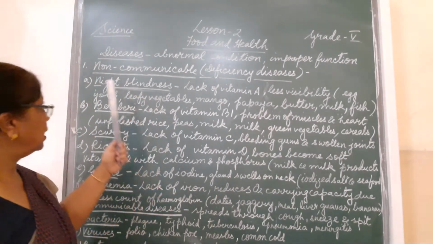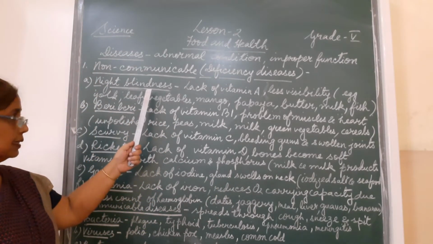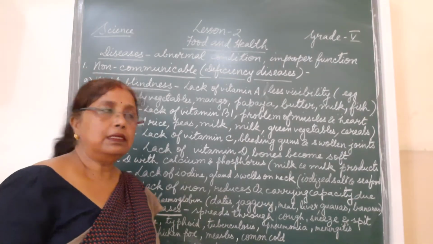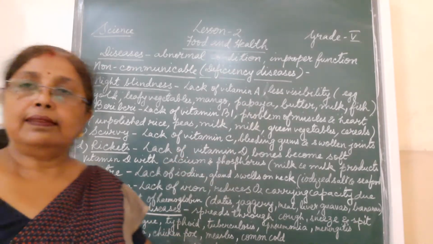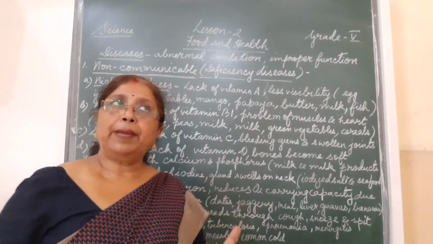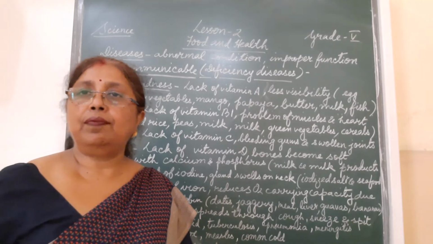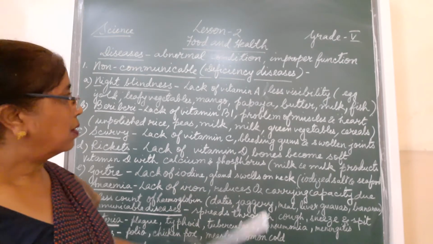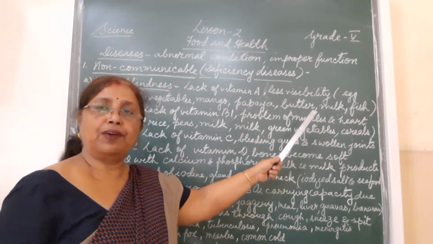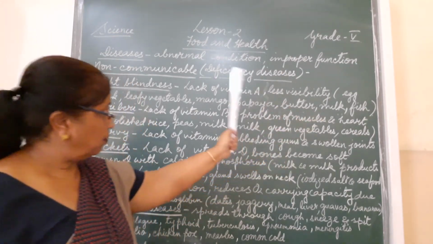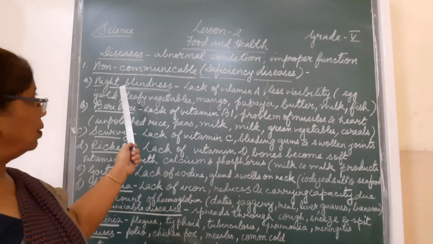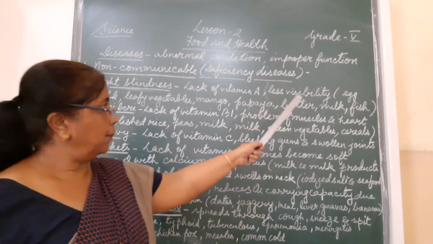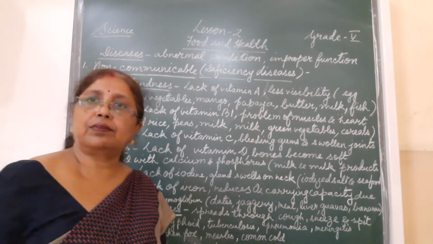Let us see, the first one is night blindness. Night blindness is caused by the lack of vitamin A. In this disease, the patient cannot see properly in the dim light, means less visibility in the dim light. And in which kind of food do we find vitamin A? Egg yolk, leafy vegetables, mango, papaya, butter, milk, fish, tomato, etc.